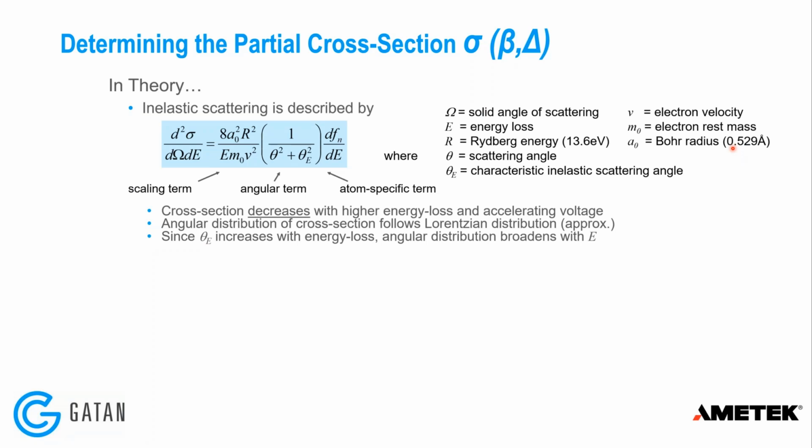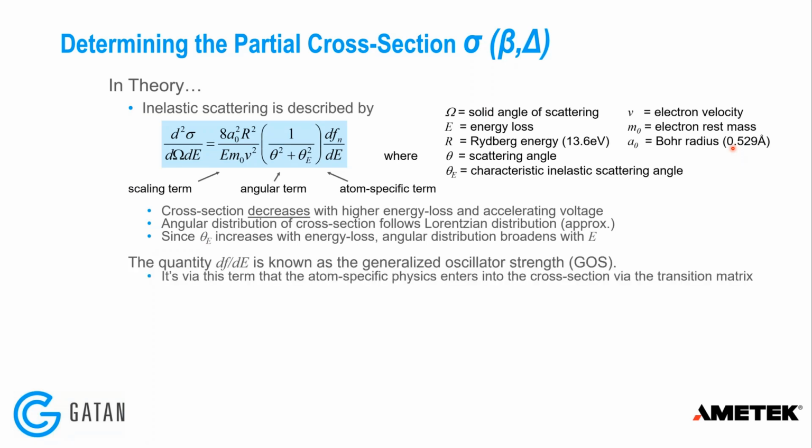The cross-section decreases with higher energy loss and accelerating voltage. The angular distribution follows a Lorentzian distribution approximately. And since the scattering angle increases with energy loss, the angular distribution broadens with energy.